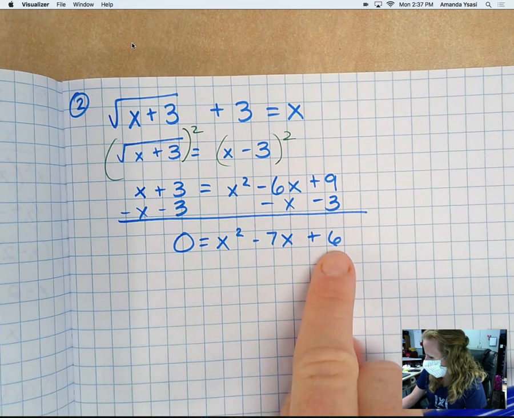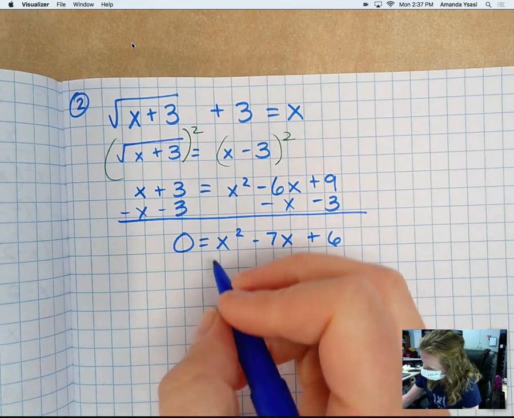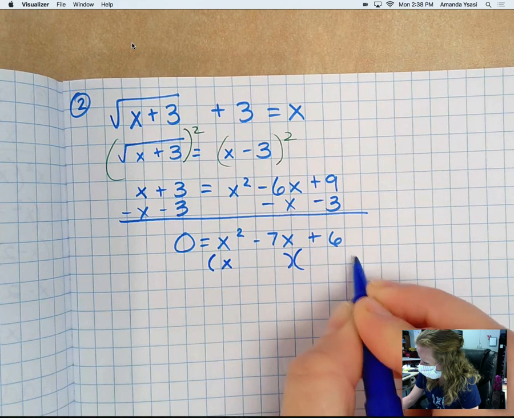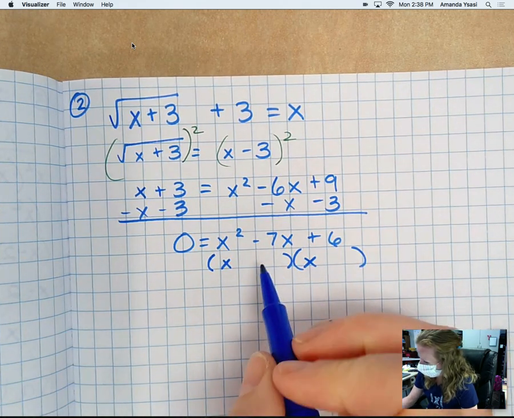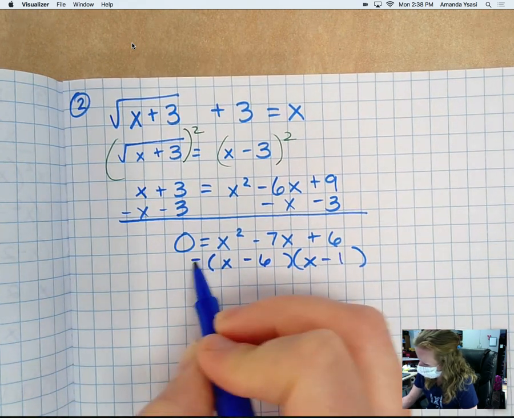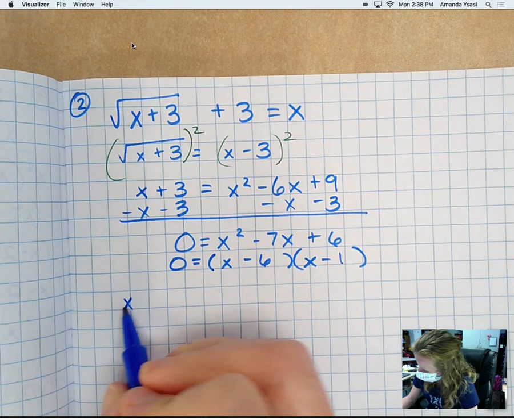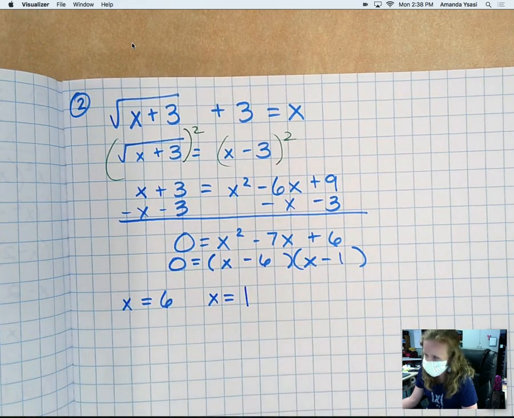So then what gives us a product of 6 and a sum of negative 7? So it'd be what? 6, negative 1. So our two solutions that we need to check would be positive 6 and positive 1.